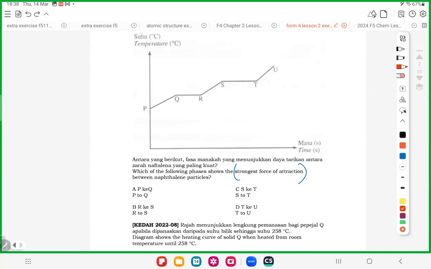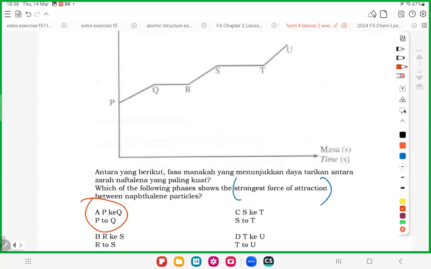Okay, good. So let's see. Okay, so the answer is A. Why? What is the logic? How do we know who has a strong force or weak force?